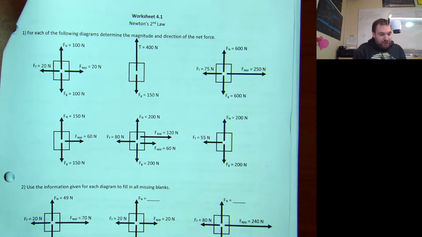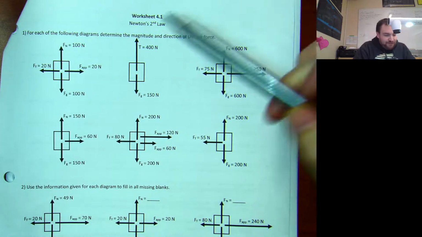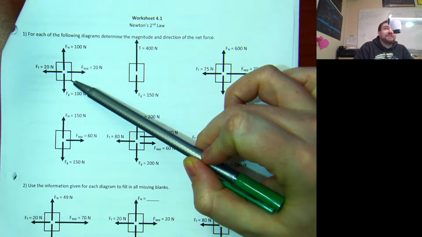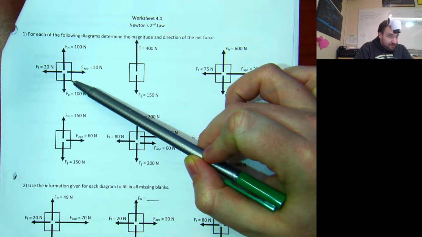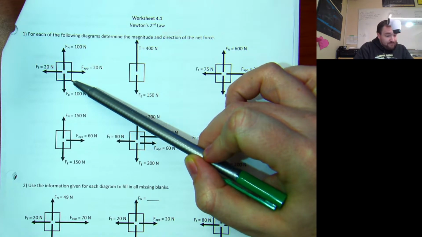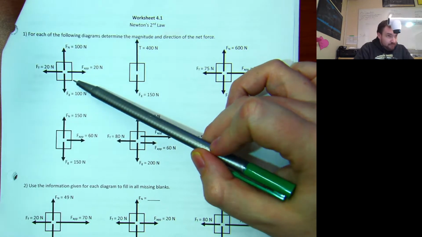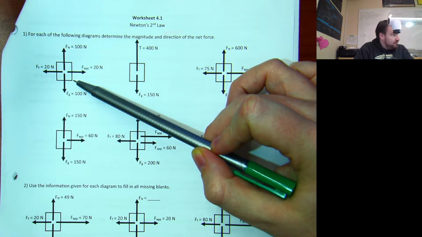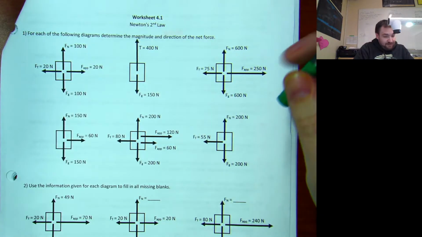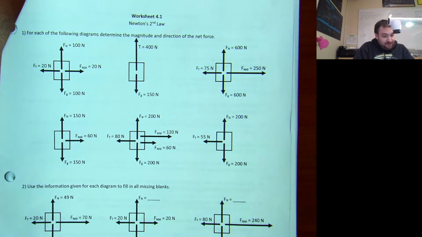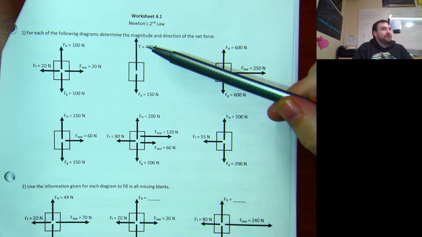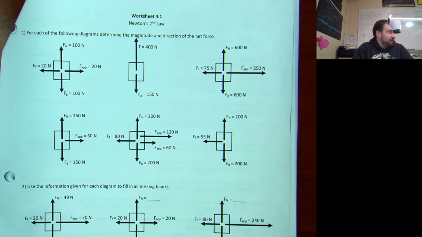Okay, so number one: for each of the following diagrams, determine the magnitude and the direction of the net force. We're just going to go through the homework, because I didn't give you answers. I didn't understand this question, the whole one and two. Just confused about it. So it's asking what is the net force and which way is the net force going.